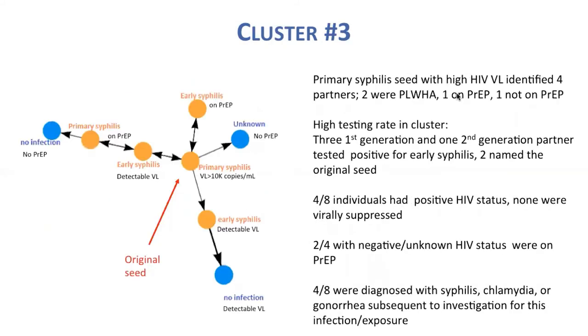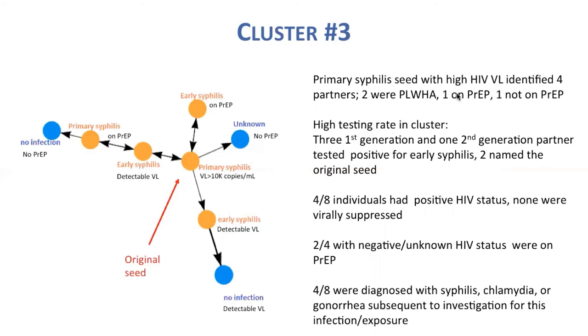And finally, an 8-person cluster characterized by a substantial proportion of new syphilis infections. A primary syphilis case with high HIV viral load, over 10,000 copies per milliliter, identified 4 partners. 2 of them were living with HIV infection, 1 was on PrEP, 1 was not on PrEP. The high testing rate in this cluster yielded a number of new syphilis diagnoses.